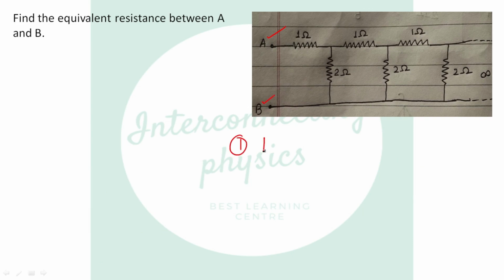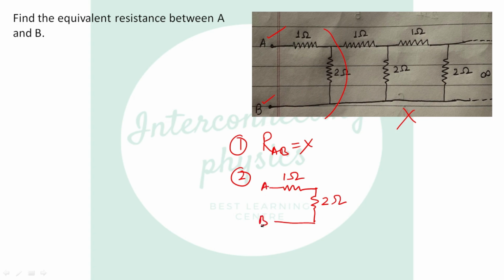So the first step is let R_AB be equal to X. Now remove the first unit, and the rest of the units have equivalent resistance again X. So the equivalent diagram will be 1 ohm, this is 2 ohm, point A, point B, and this is X. Okay. Now these two are parallel, so the answer will be 2x divided by 2 plus x. This is point A, this is point B. Now these two are in series, so the answer will be X.